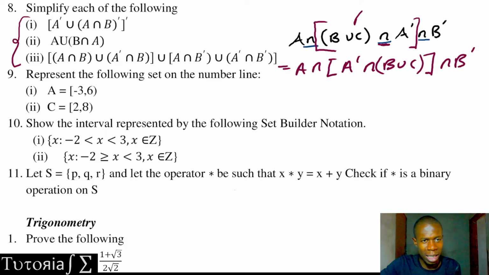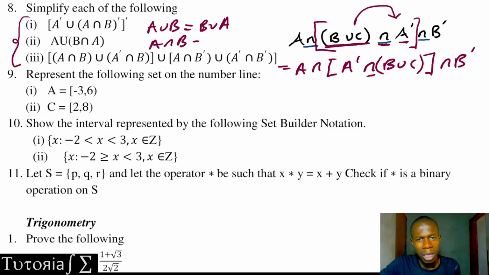So we can associate this. We can start with this and this, so this is going as a group. We can't take it as separate, so this is going as a group. B union C intersection A complement is the same thing as A complement intersection B union C. Remember the commutative law: if you have A union B, it's the same thing as B union A, and if you have A intersection B, the same thing as B intersection A. So this is what we've applied here. Now here we have intersection and intersection here.